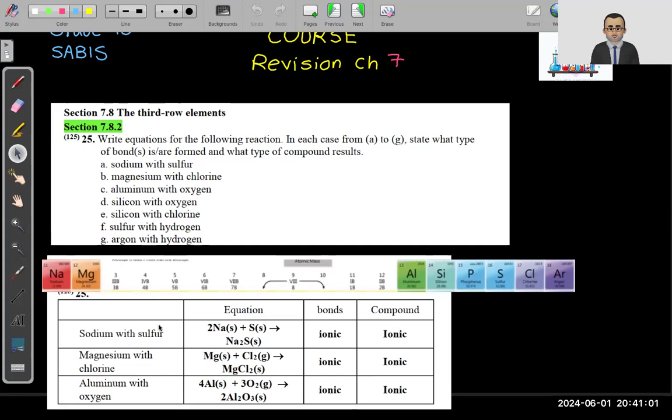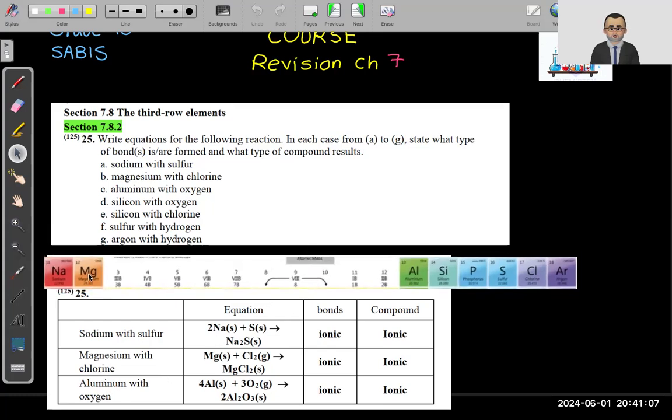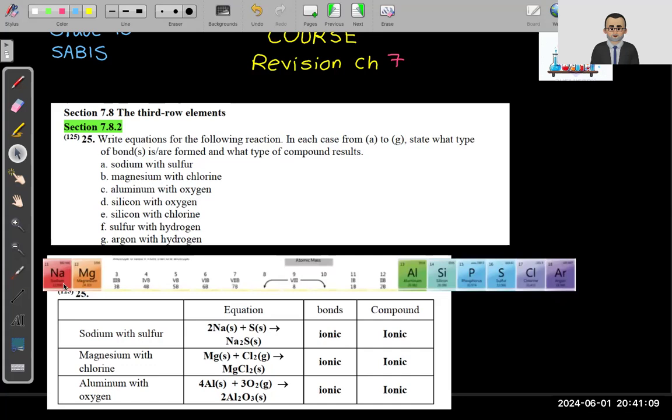So you don't need to know only sodium with sulfur, but all the elements with sulfur, all the elements with chlorine, all the elements with oxygen in this period. So we need to know not only magnesium with chlorine, but sodium with chlorine also, aluminum with chlorine, silicon with chlorine. And where can I find these reactions? Because these reactions have to be memorized.